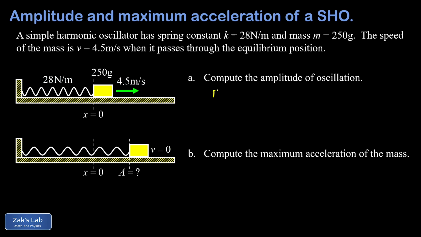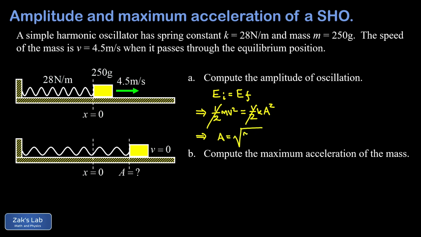So we'll start by saying E initial equals E final. And again, in the initial state, it's all kinetic energy, so we have 1/2 mv squared. And then in the final state, it's all spring potential energy, so we have 1/2 kx squared. But there's a special name for the maximum x there. That is the amplitude. So I'm going to say 1/2 ka squared. And our 1/2s will cancel out. And we can go ahead and solve symbolically for A here. We just divide both sides by k and then square root the result.